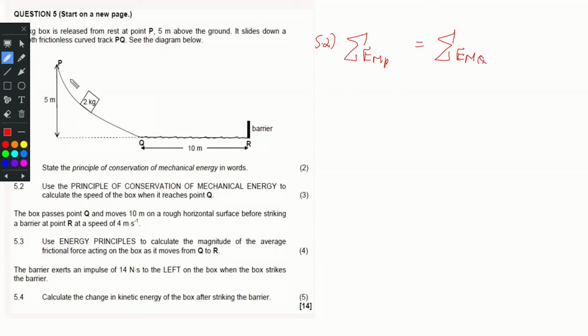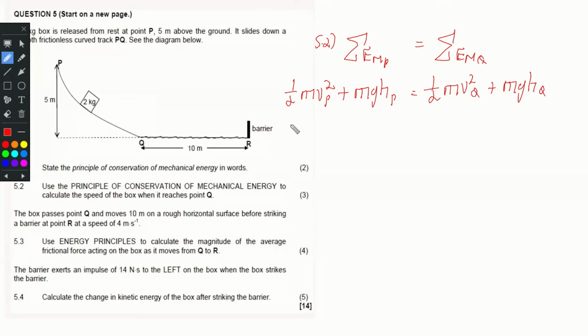So which means now I will have what? This breaks down, remember, to half mv squared plus mgh, because remember, mechanical energy is just the sum of the object's potential energy and kinetic energy. And then this is at point P. And then which is equals to half mv squared at point Q plus mgh at point Q.